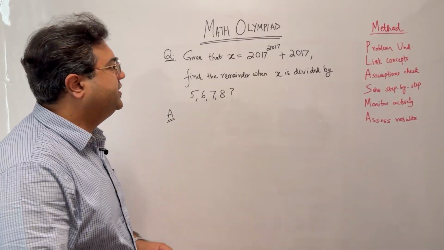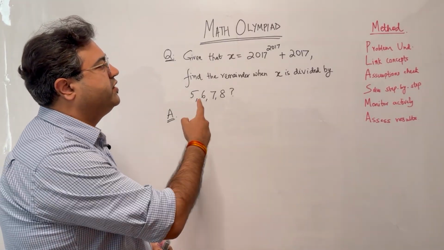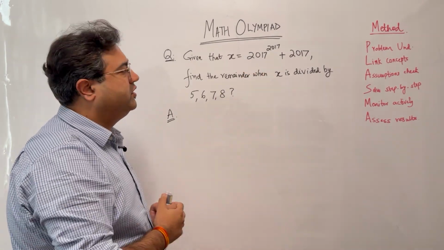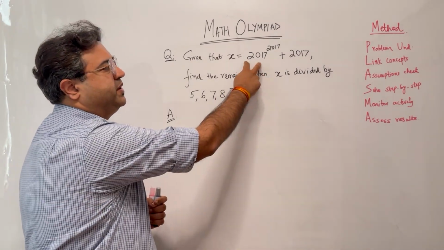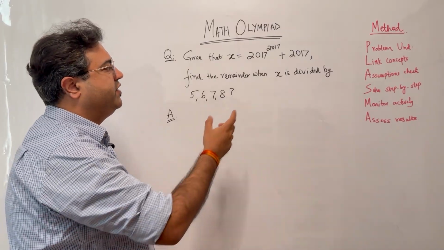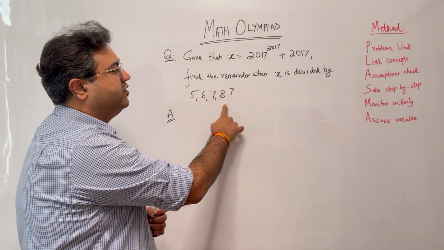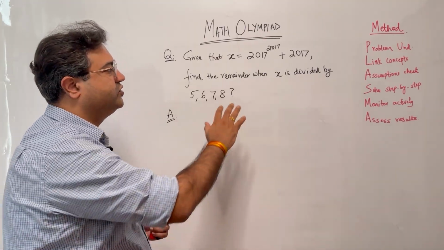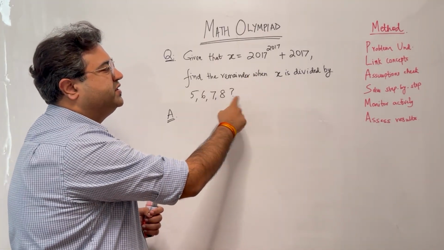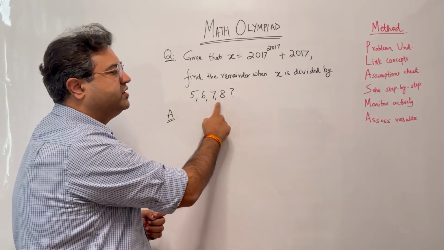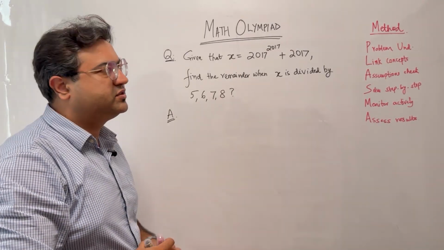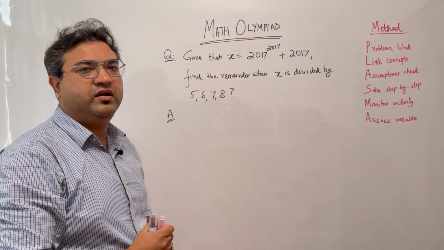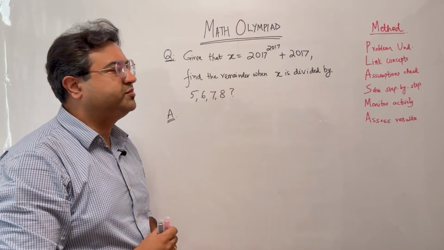P stands for problem understanding. So we are given that our expression is quite a lengthy expression. If we expand this, we have to see what the remainder will be. It is not asking about the quotient because that's too tough to solve, but what will be the remainder when this is divided by either of these numbers. So this is the problem.